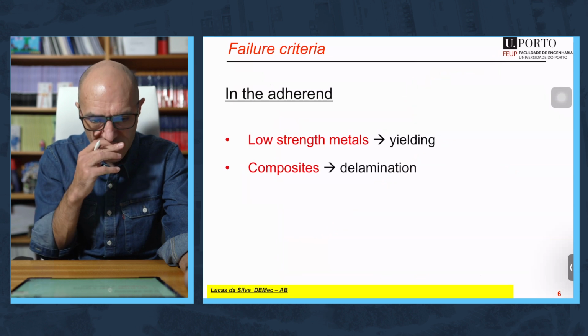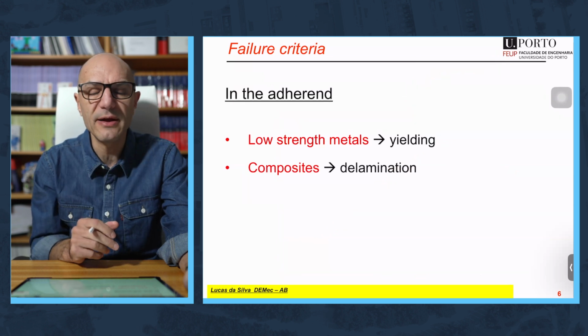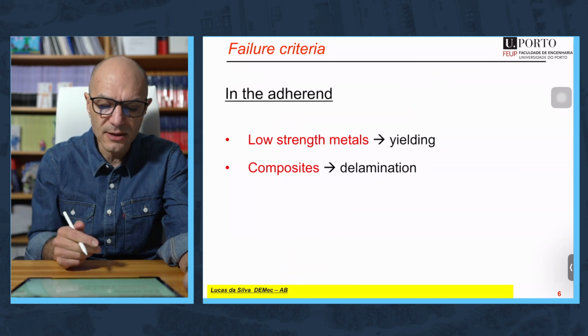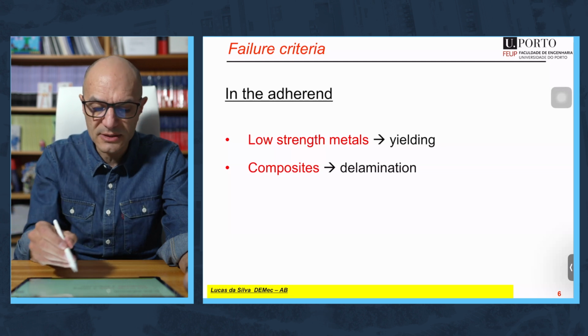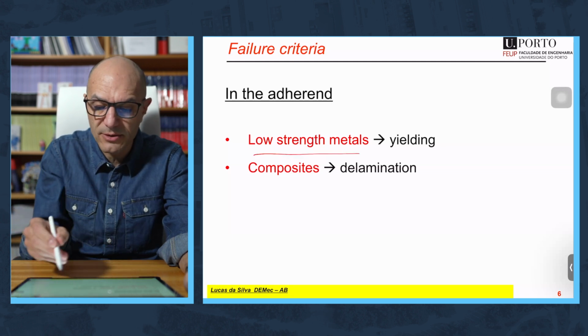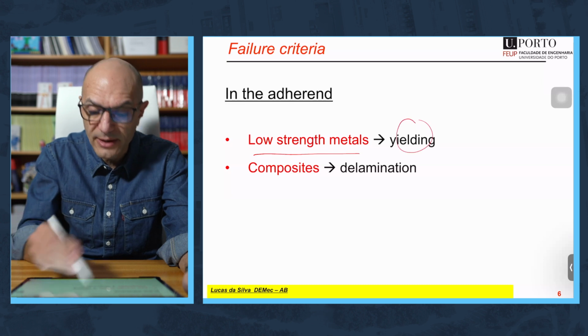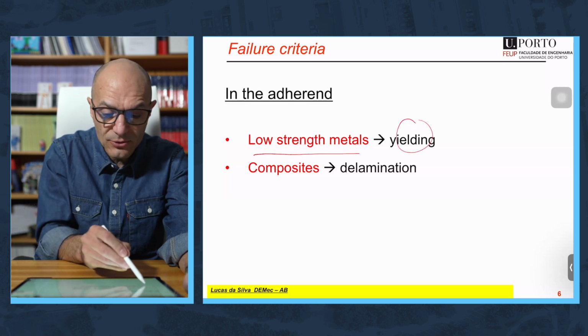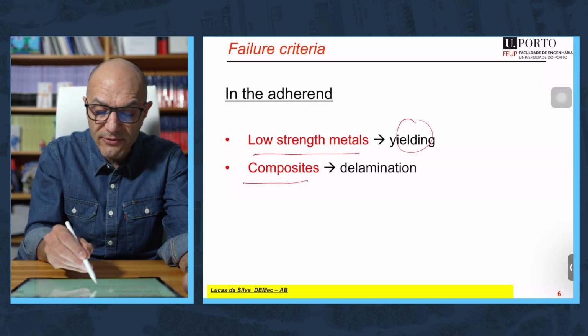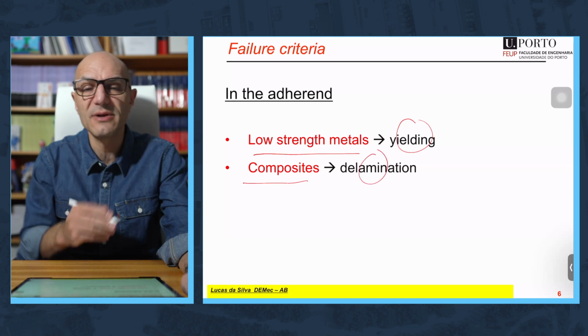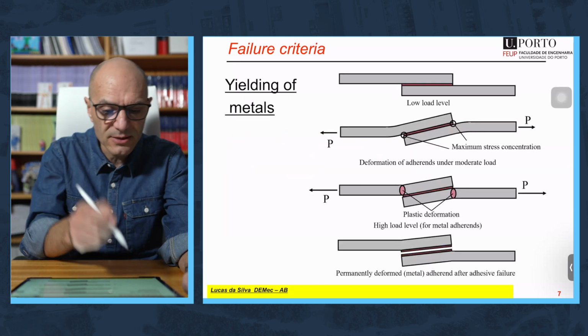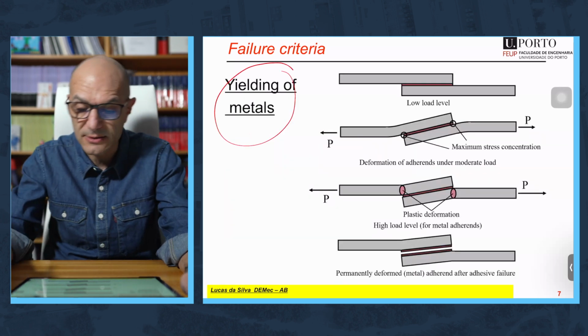Okay, let's see now what happens when the failure initiates in the adherent. And we have two cases to distinguish. The case of low-strength metals, where the failure is controlled by the yielding of the substrate, and the case of composites, where you might have delamination of the composite. But let's start with the yielding of the metals.